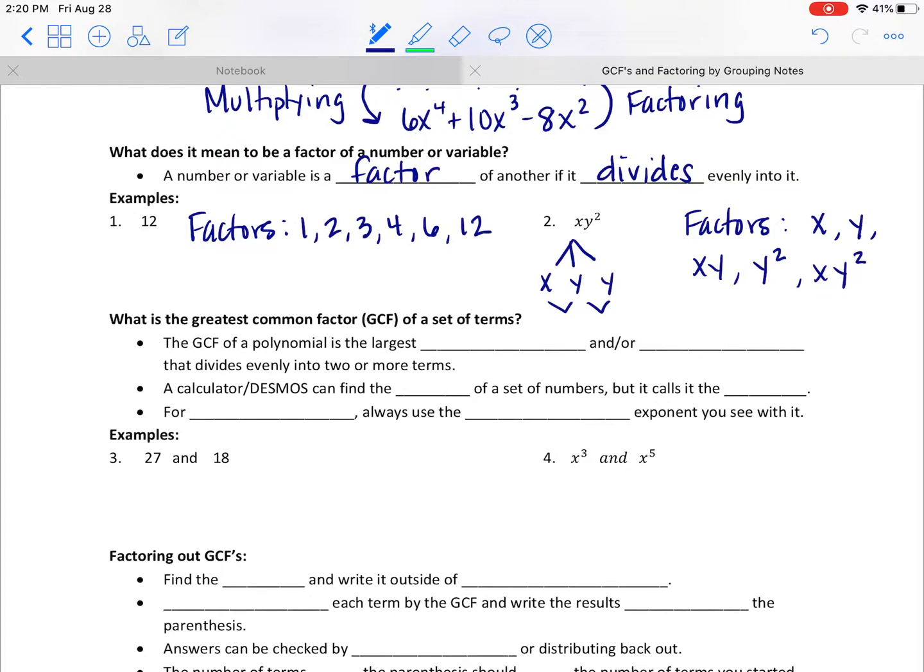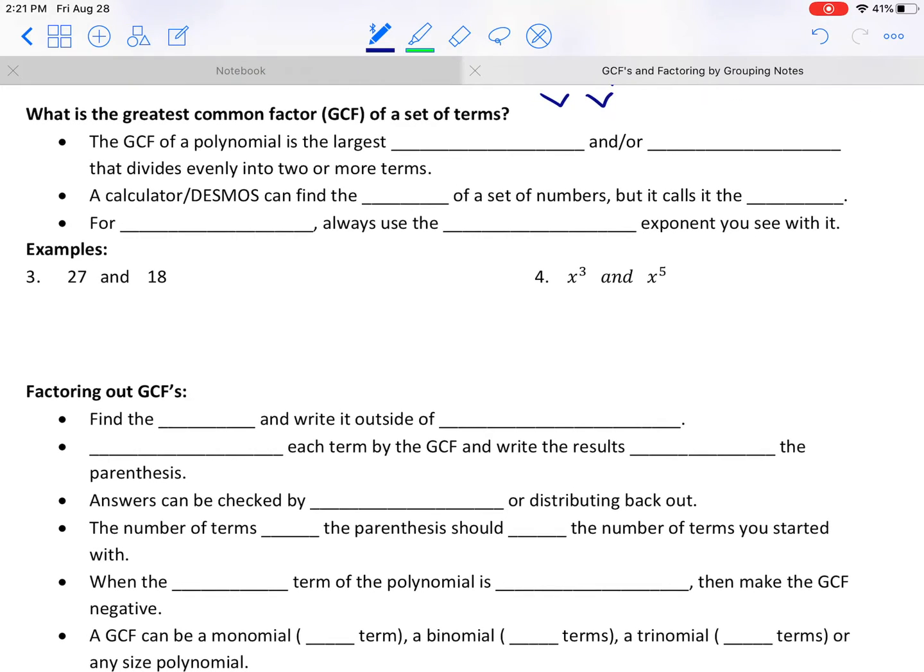Now, what we're really trying to do in this factoring process, in the first step in any kind of factoring, is going to be trying to identify and factor out a greatest common factor. So what does it mean to be a greatest common factor? Well, the GCF, greatest common factor of a polynomial, is the largest number and or variable or variables that divide evenly into each of the terms in the polynomial, or whatever terms you're looking at in whatever situation. The greatest common factor is going to be the largest number and or variable that divides into all of them.